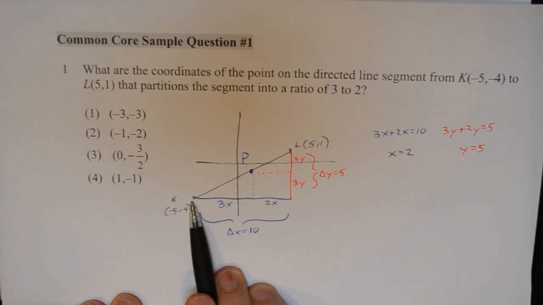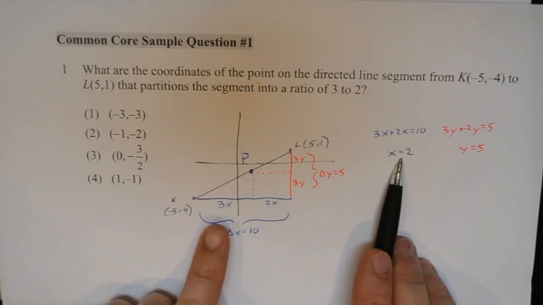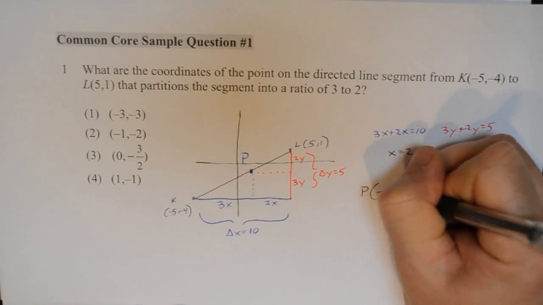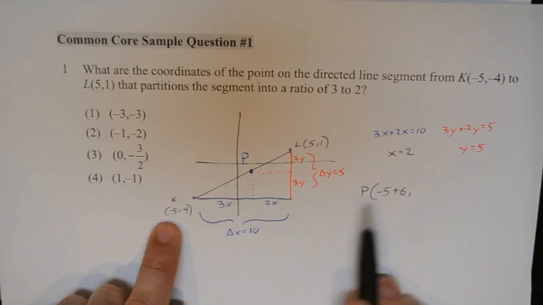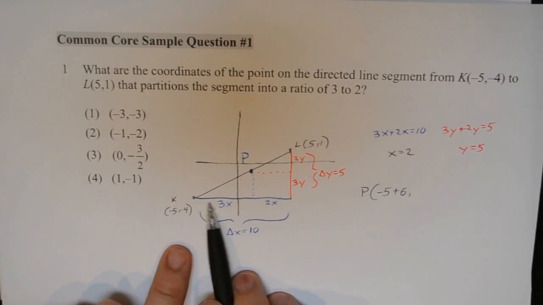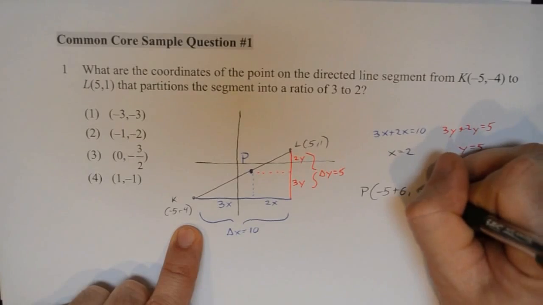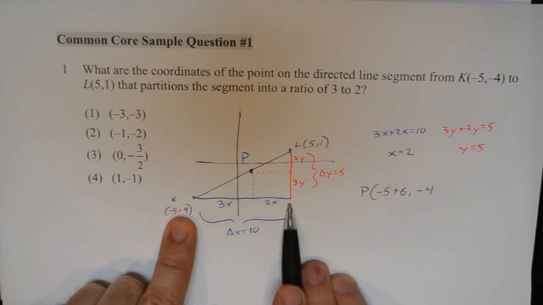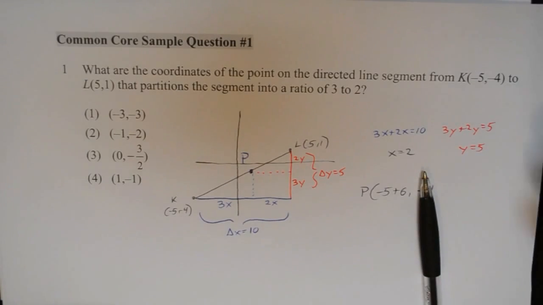So to get from K to P, I have to change my x coordinate by 3 x's. In other words, by 6. So I was at -5. The new coordinate for P is going to be -5 plus 6. All right, so that's where I started, plus the 3 times 2 to move me over. My new y coordinate for point P started at -4, but to that I'm going to have to change my y by 3y. Since, oh my gosh, I wrote y equals 5 over there, that's clearly not right.